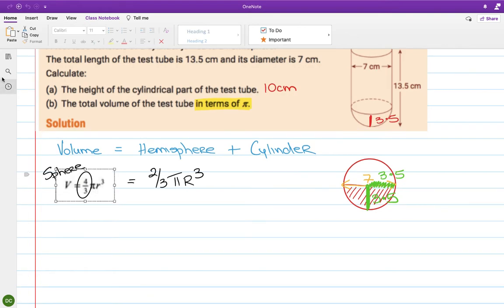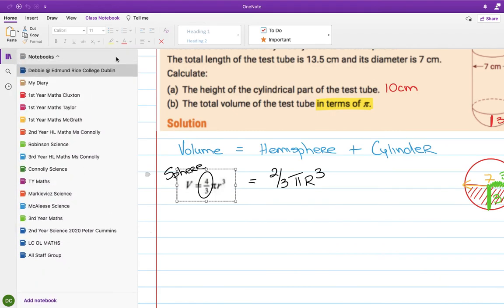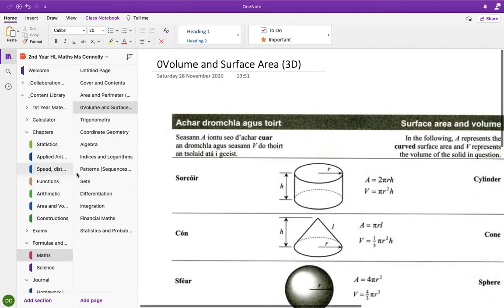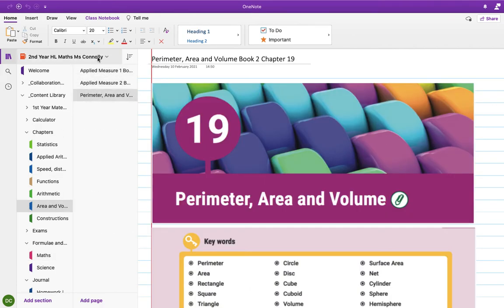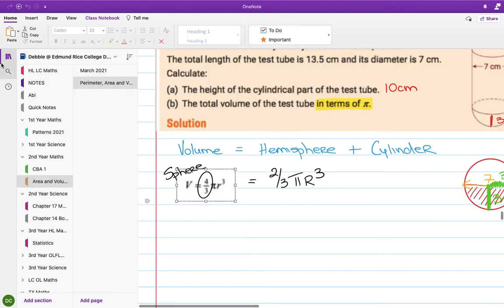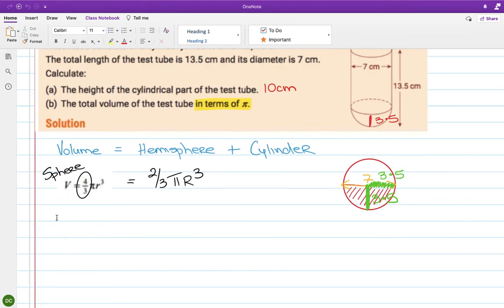Then we go back in, and this time we want a cylinder. So there's my cylinder, and again I have A for area. That's not what I want. I want V for volume. So there is my cylinder formula, and I don't need to change that. That's just pi r squared h. Okay, so start on the left.